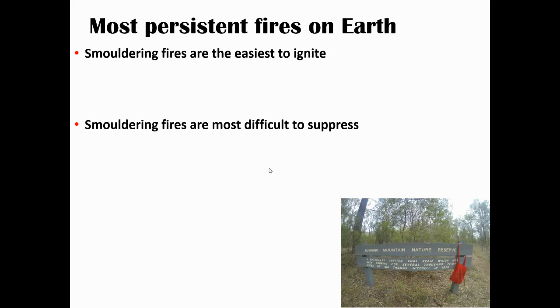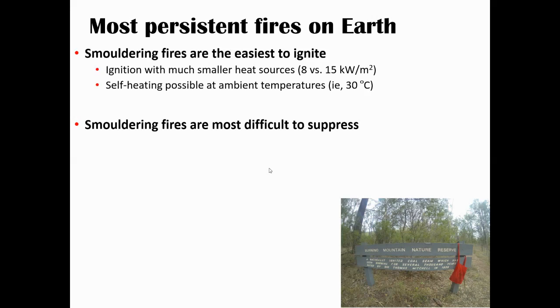Why do we say this? Because it's the easiest to ignite. When we look into the critical heat flux that is required to ignite a fuel, we see that exactly the same fuel ignites at a much lower heat flux by smoldering, while the same source of heat has to be much higher to ignite a flame. For example, in polyurethane foam, 8 kilowatts per meter square will make it smolder, whereas if we wanted to make it flame, we would have to go up to 15 kilowatts per meter square. That's twice the critical heat flux.